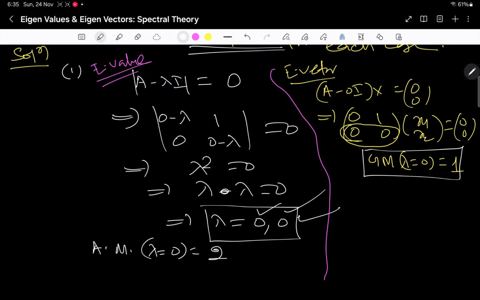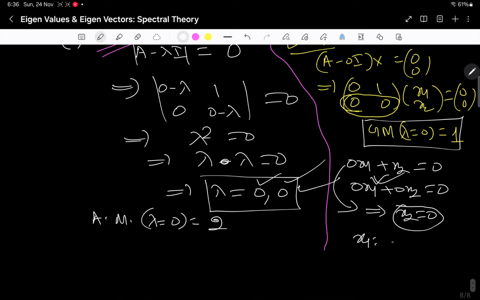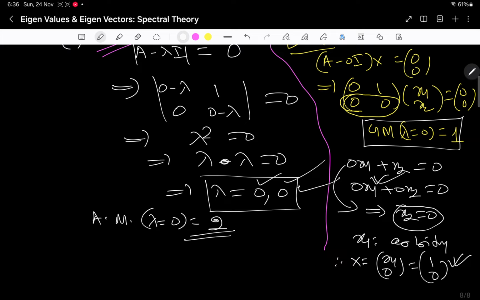So what is the defect here? If we want to find the vector here, then what will be the vector? The first row will give you 0x1 plus x2 is equal to 0. The second row will give you 0x1 plus 0x2 is equal to 0. So that means x2 is equal to 0, and for x2 equal to 0, x1 is arbitrary. Therefore x is equal to x1 and 0, that is 1 0. So this is the eigenvector. This is the only one eigenvector. Even if lambda equal to 0 is repeated twice, we are getting only one vector.